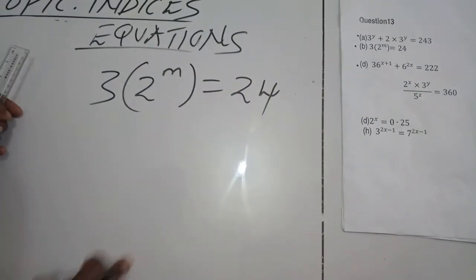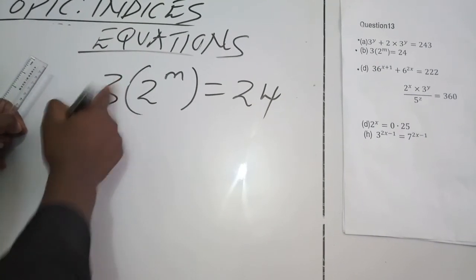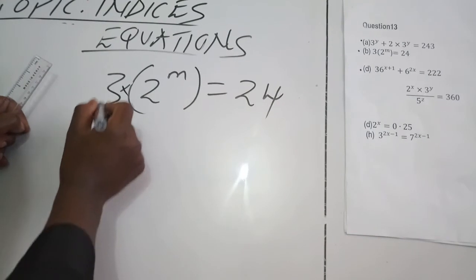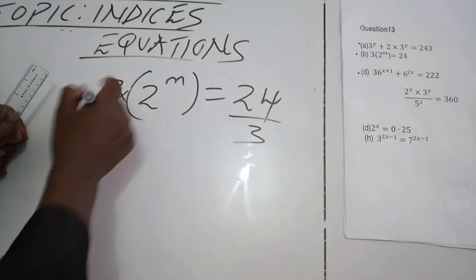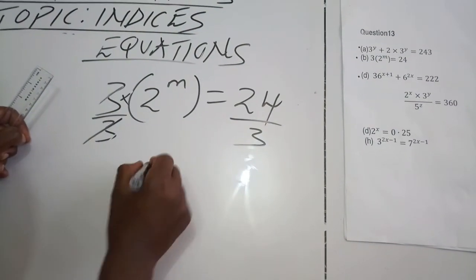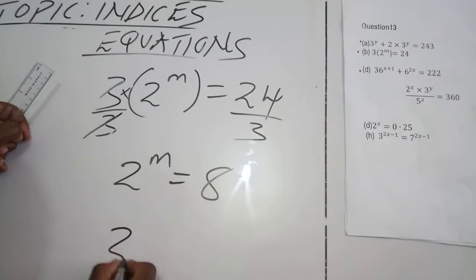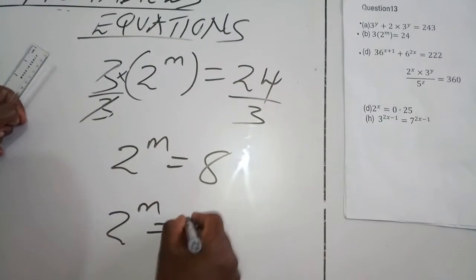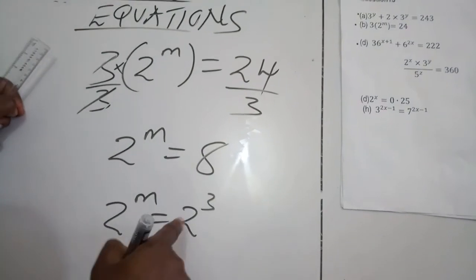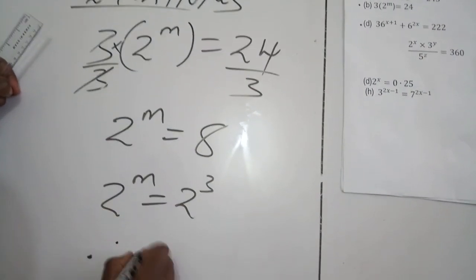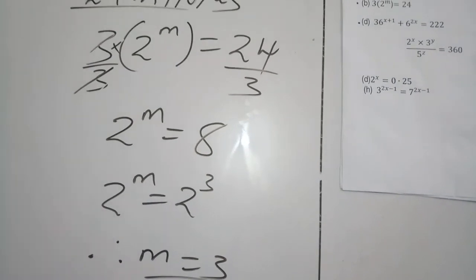We have two approaches. The first approach: the existence of brackets here implies a multiplication there. So how do I do away with 3 on this side? I divide both sides by 3. So this 3 will cancel. I'll be left with 2 power m. 24 divided by 3 will give me 8. Then we'll have 2 power m being 2 power 3, which is 8 expressed in index form. Having the same bases, we equate the powers and we are done. This is the first approach.